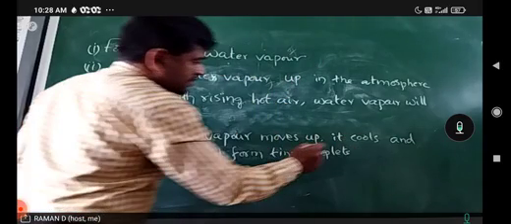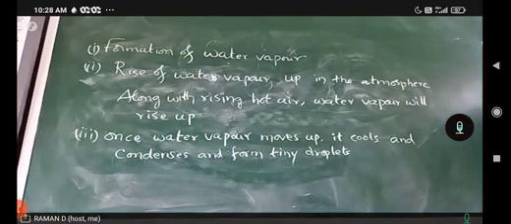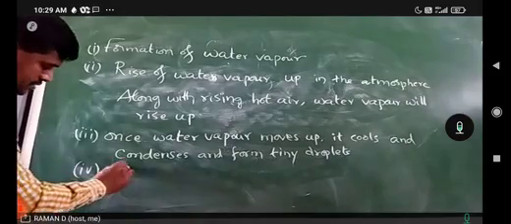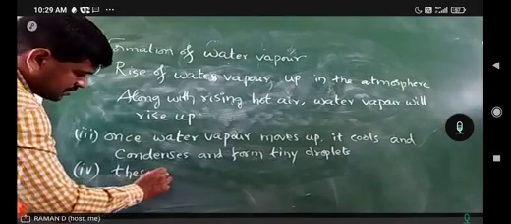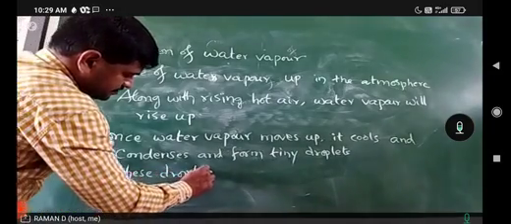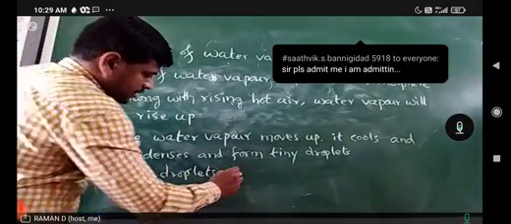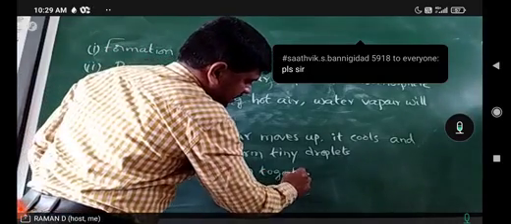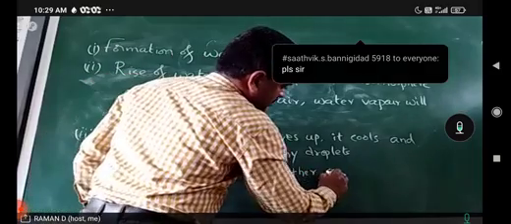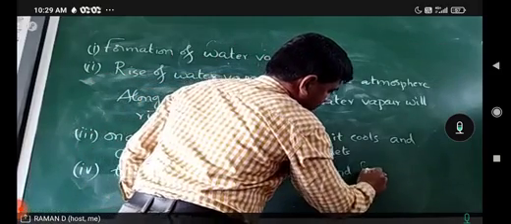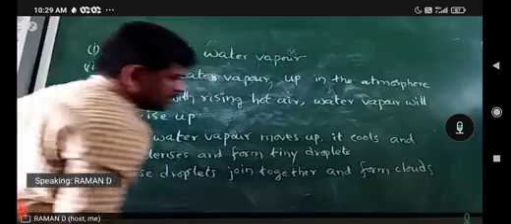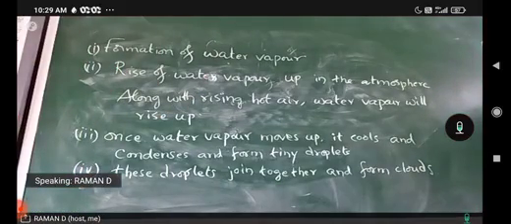These tiny droplets of water, they join together and they form clouds. These droplets join together and form clouds. Right? They join together and they form clouds.